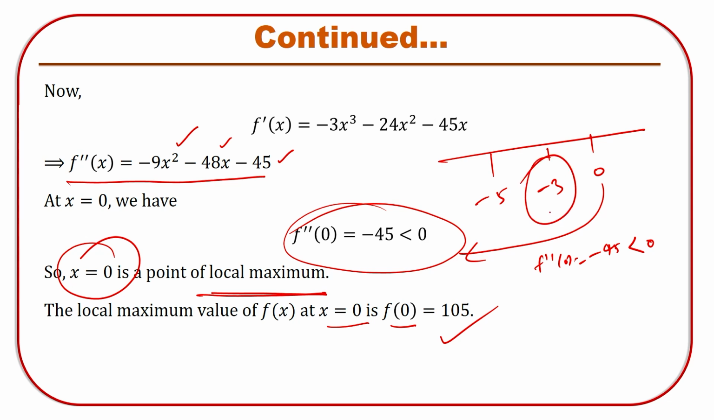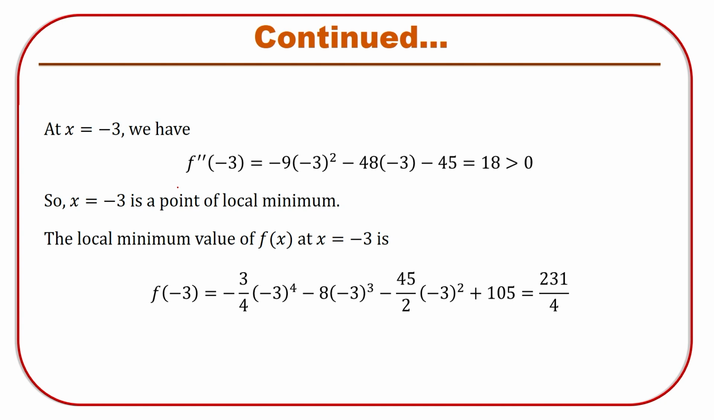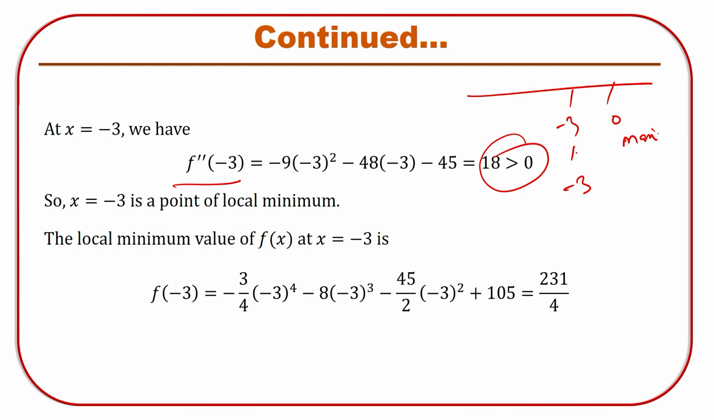Similarly, we can test for minus 3. So, f double dash of minus 3 is 18, and 18 is greater than 0, hence a local minimum exists. Here 0 becomes the maximum and this minus 3 becomes the minimum, right. And what will be the minimum value? Calculate f of minus 3, that will be 231 by 4. So, this becomes the local minimum value of the function.